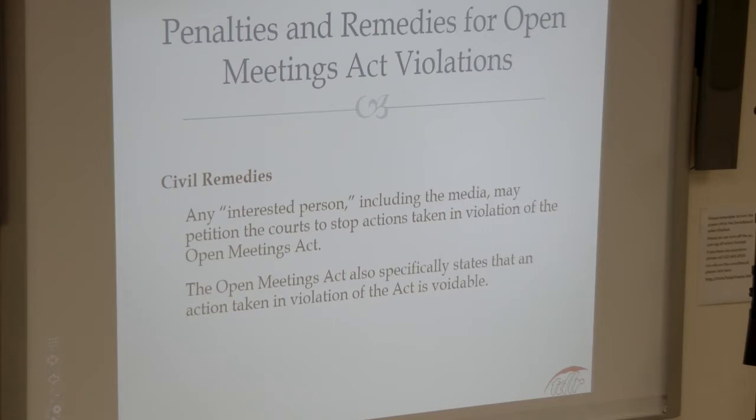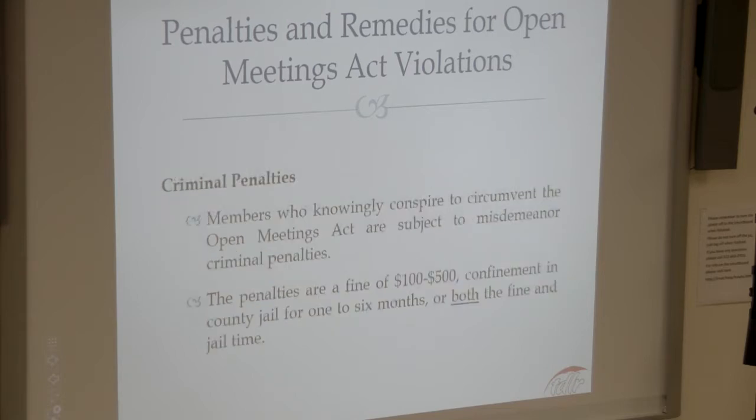What happens if there's a violation of the Open Meetings Act? There are a couple of possibilities. One is there is a civil remedy: an action that is taken by a governmental body in violation of the Open Meetings Act is voidable. And that means someone, an interested person, could take legal action against the agency to try to undo whatever that action was that was in violation of the Open Meetings Act. Obviously, we don't want that to happen. There are also criminal penalties, misdemeanor criminal penalties for violations of the Open Meetings Act. So this just kind of highlights that it is important that we follow these requirements and why we take it as seriously as we do.